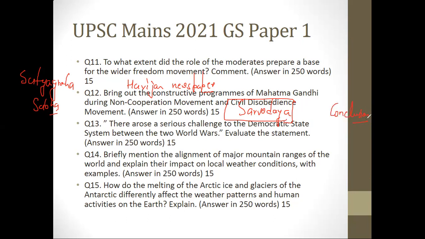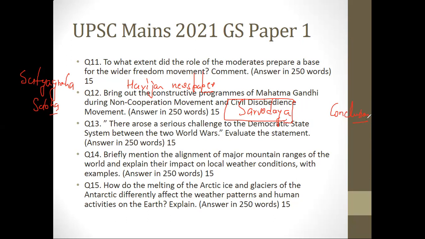that CP played a crucial role in expanding the base of the national movement by including people from different strata. So you're talking about Hindu-Muslim unity, you're talking about the people from lower strata, SC, ST category. So you're including people from different backgrounds. So widen the base of the national movement. And in that, constructive programs had a major role to play.